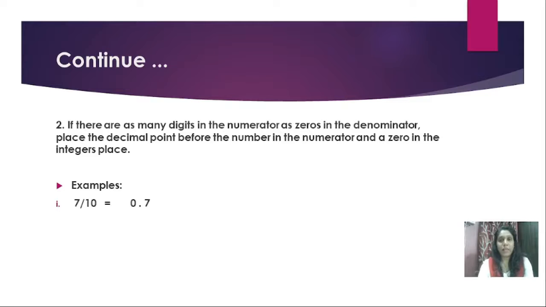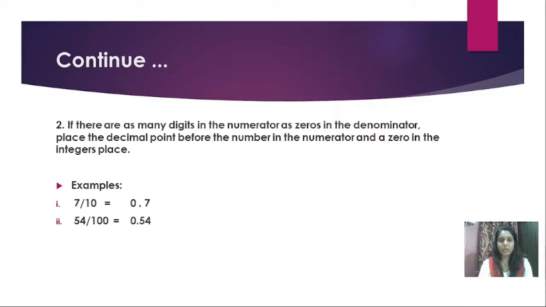7 upon 10. So 7 divided by 10. So how many digits in the numerator? Only 1. How many zeros in the denominator? Only 1. So first place the decimal point before 7. There is no number after 7. So before 7, we will only write 0. So 0.7.